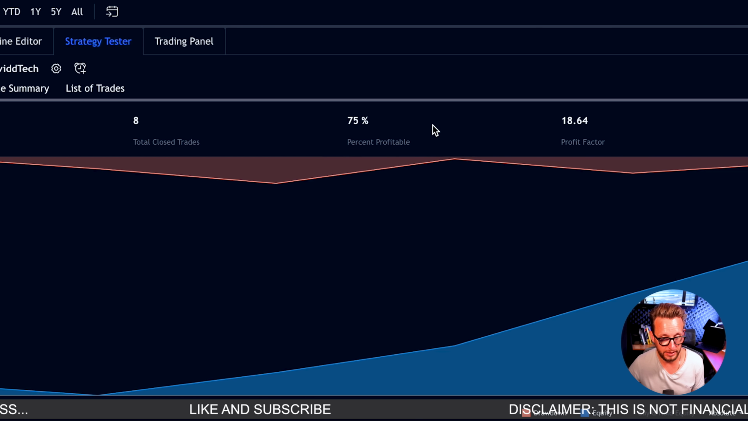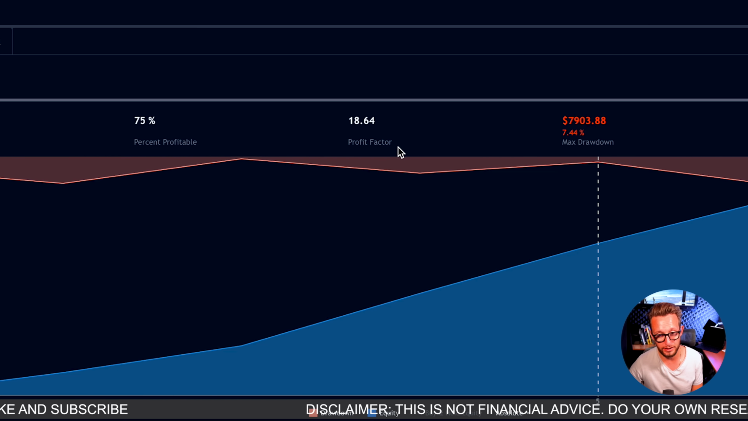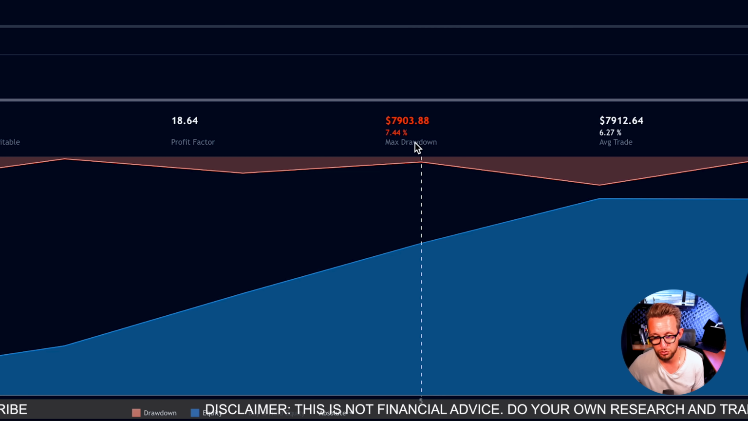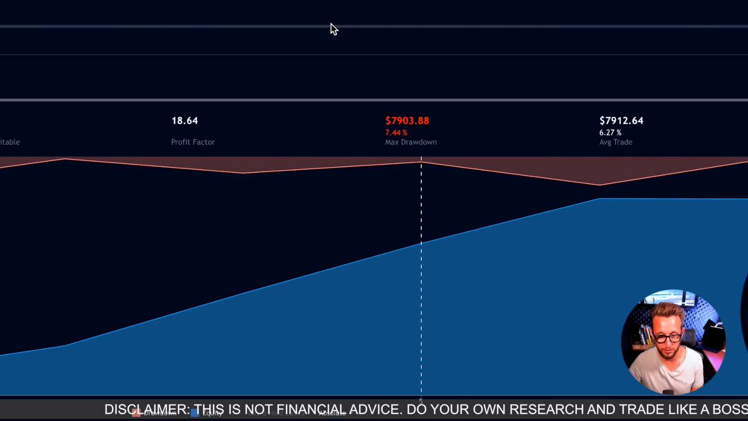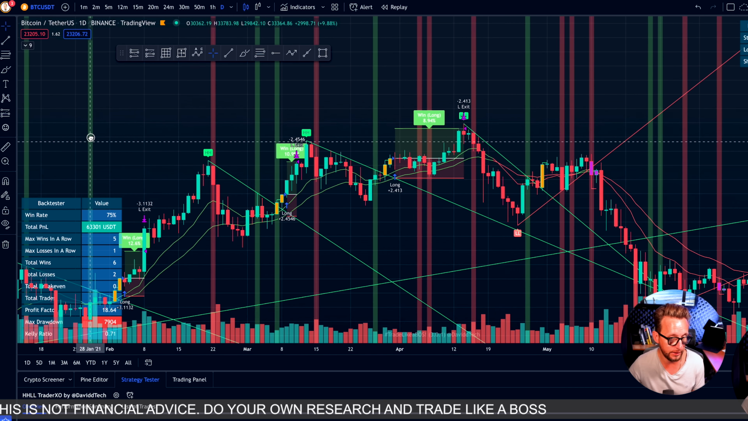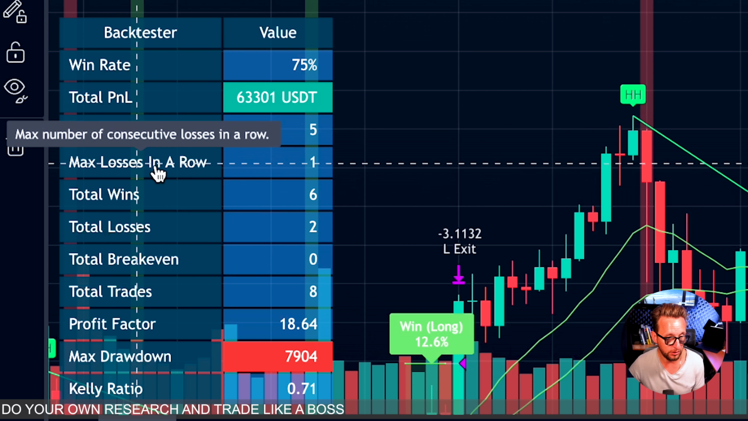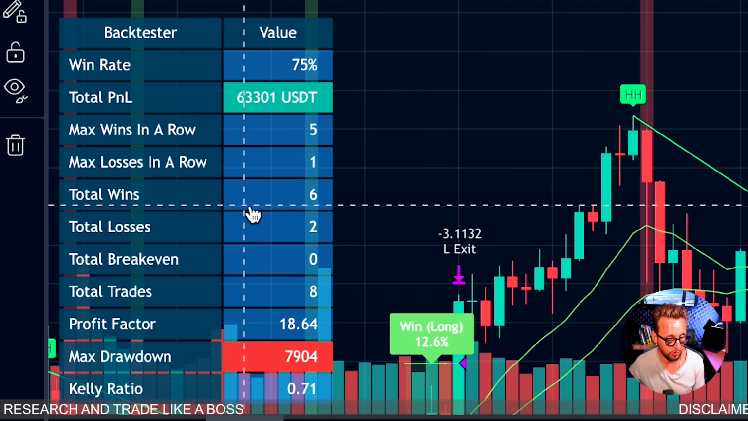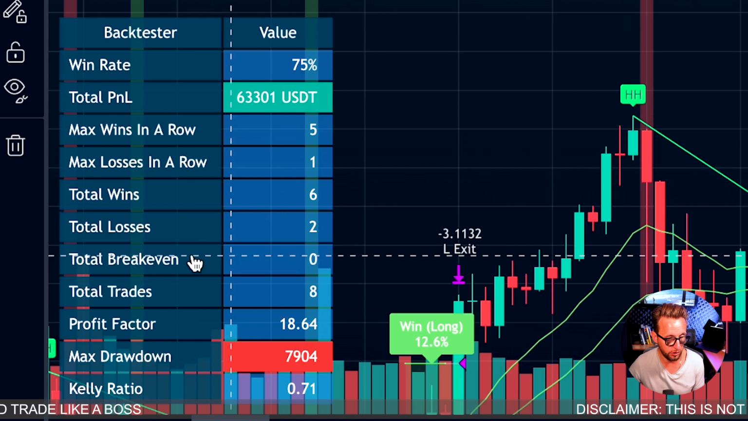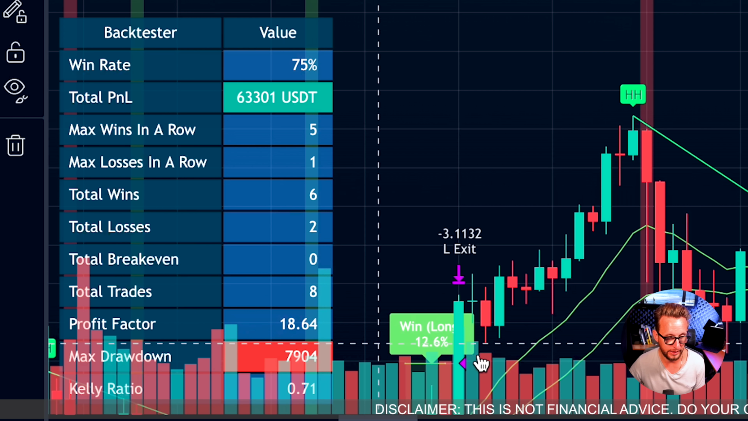We got 75% net profit, and we have an 18 profit factor, which is absolutely fantastic. We have a max drawdown of 7%, which is brilliant. The other information inside of the backtester: the max number of wins in a row was 5, max losses in a row was 1, total wins was 6, total losses were 2, break evens was 0, profit factor, as I said earlier, is 18. Okay, as you can see, it is what it is. Unfortunately, I can't get it to give me more results.